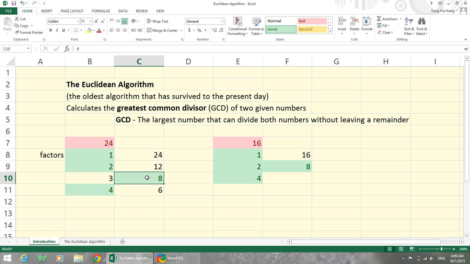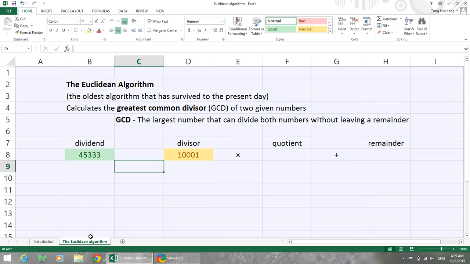For numbers like this with small factors, you can use trivial methods like factorization to figure out the greatest common divisor. The problem comes when the factors are large, such as this pair of numbers, but not for the Euclidean algorithm. The Euclidean algorithm employs division with remainder.